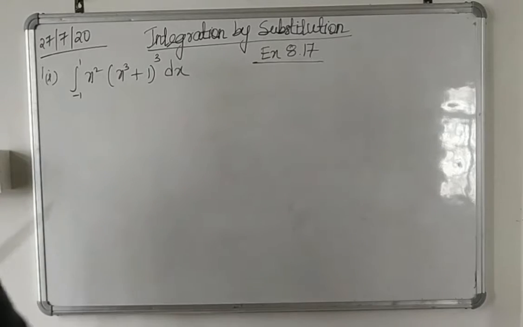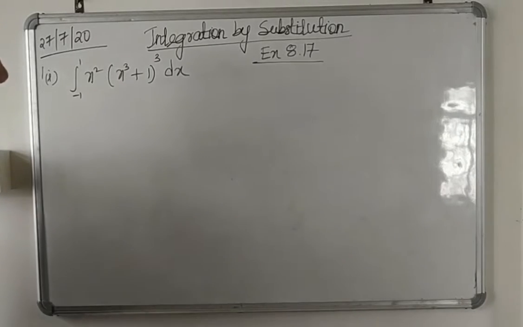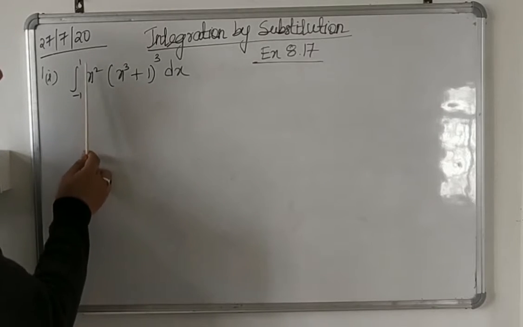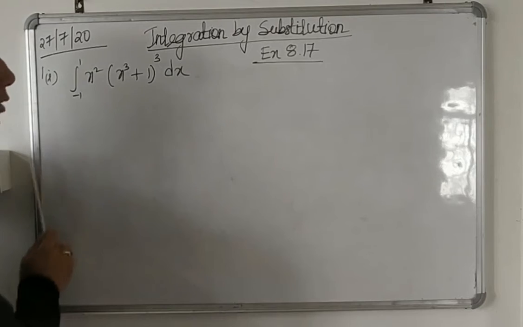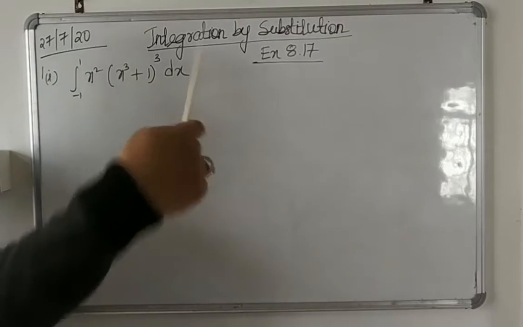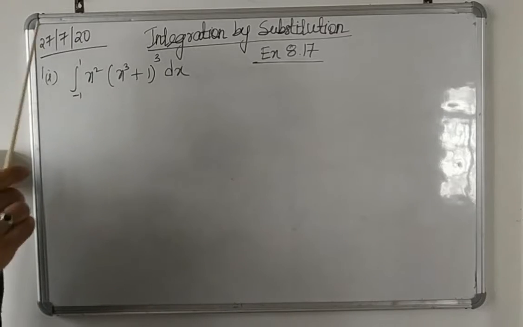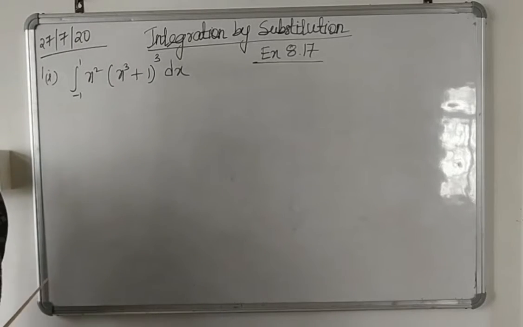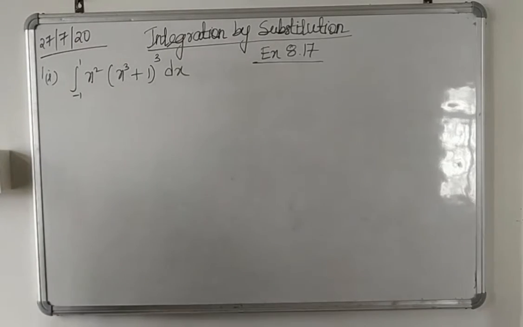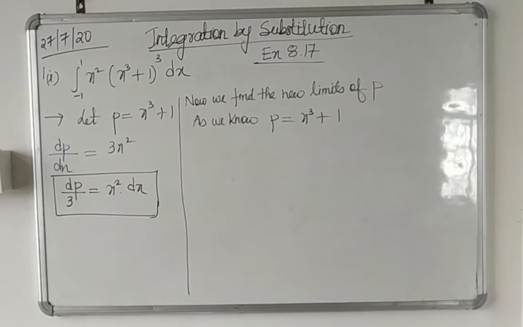Okay. The only new thing that we'll be seeing out here is the limits will be changed now. The limits will be changed because see, these are the limits. -1 to 1 are the limits of x. Now when we are substituting this to some another variable, let us say p, then we have to find the new lower limit of p, new upper limit of p. Okay, so let us start.